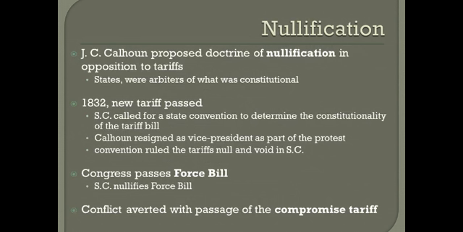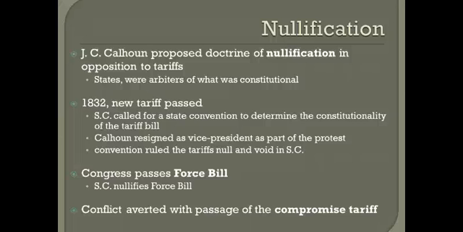Now, nullification was a big, big issue. John Calhoun, at the time of nullification, is Andrew Jackson's vice president. This is a little awkward, hanging out in the West Wing when the VP and the President are kind of duking it out. So he didn't like the tariff. He didn't like the Tariff of Abominations, the tariff of 1828. So he proposes this idea of nullification. He said that states were the arbiters, or the deciders, of what was actually constitutional.